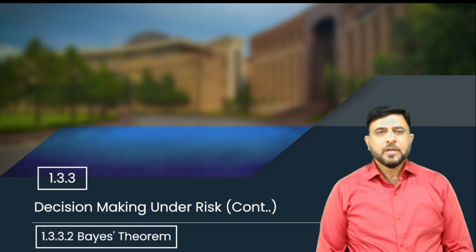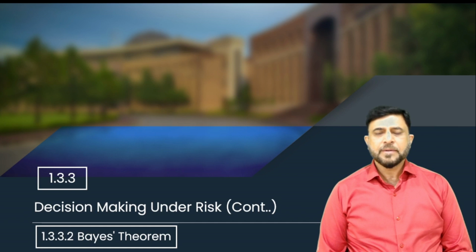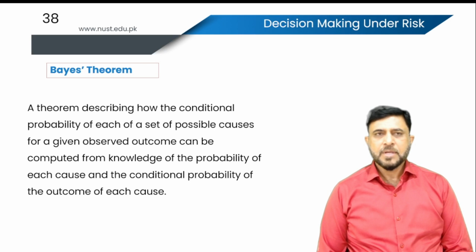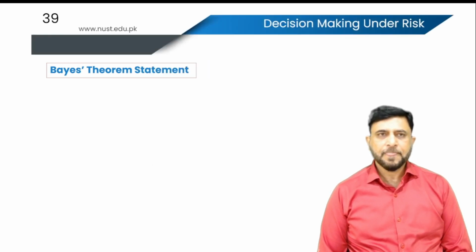Okay, in this part, we will continue discussing decision making under risk and we will do Bayes' theorem in this part. What is Bayes' theorem? It is a theorem describing how the conditional probability of each of a set of possible causes for a given observed outcome can be computed from knowledge of the probability of each cause and the conditional probability of the outcome of each cause. We actually know the probabilities, which are called prior probabilities, and we can compute the conditional probability, which is called posterior probability.